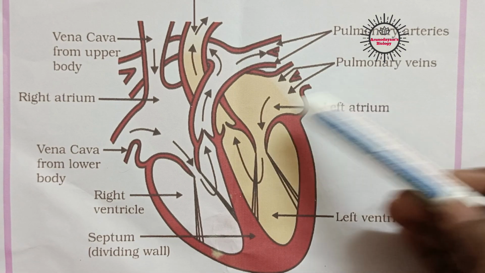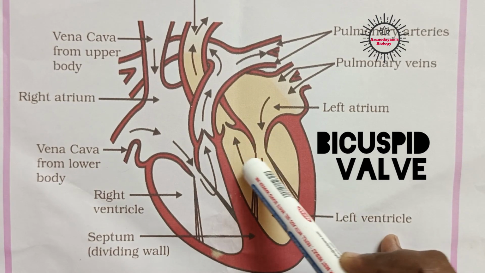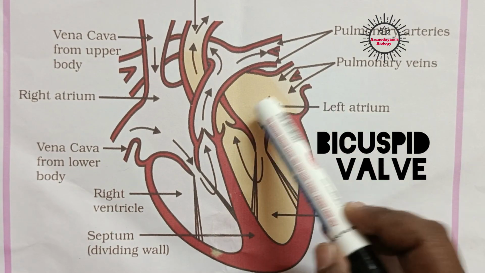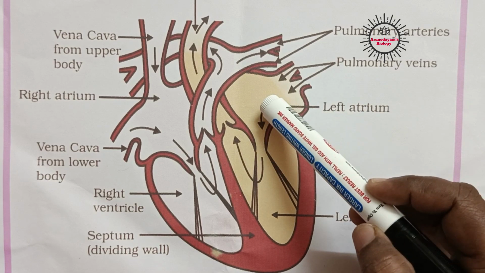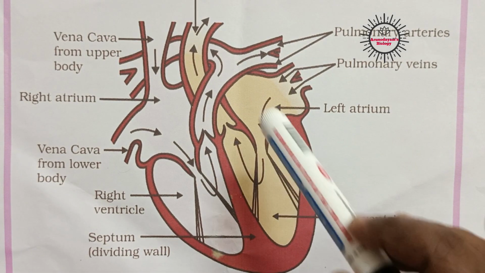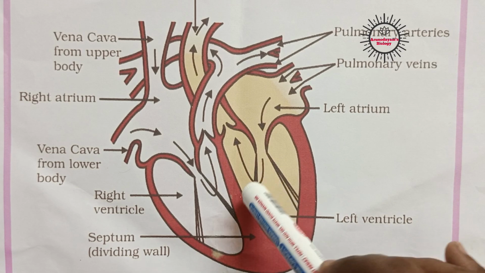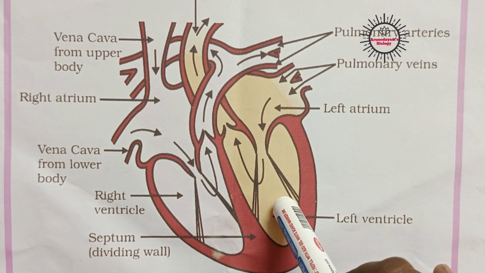The valve present between the left atrium and left ventricle is called the bicuspid valve. So when the left atrium contracts, this bicuspid valve opens and the blood moves from the left atrium into the left ventricle. When the blood is entering the left ventricle, it remains in a relaxed state. That means it is in the diastolic state.